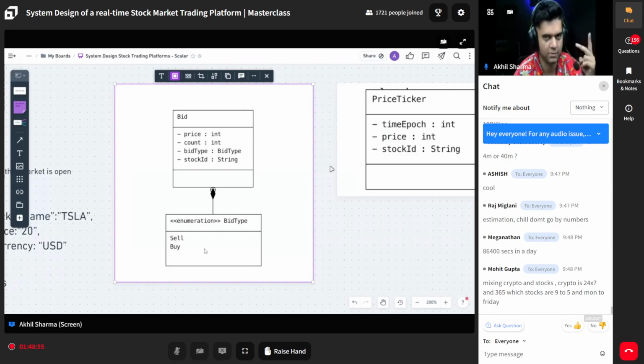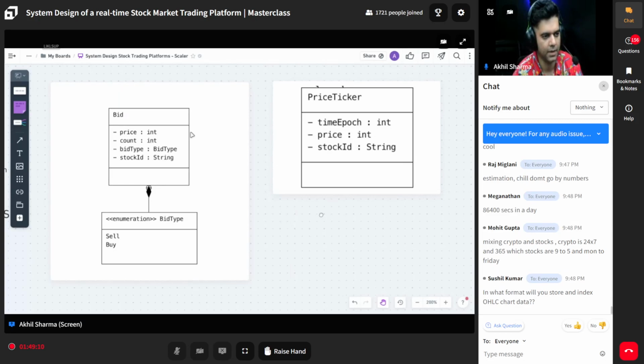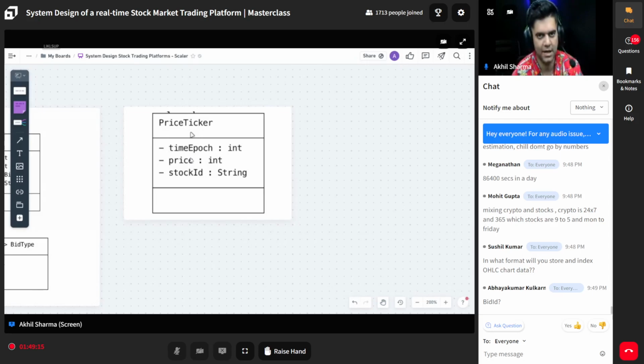And every bid that a user executes is going to have a price, a count, and a stock ID, right? Price as in, for $40, sell 20 stocks, which is the count, and stock ID, whatever the Tesla stock ID is, TSLA, and sell or buy. And the price ticker, which we'll see on the screen, is going to have a time epoch, which is basically a timestamp. Then you have the price and the stock ID. So this is what you've done.